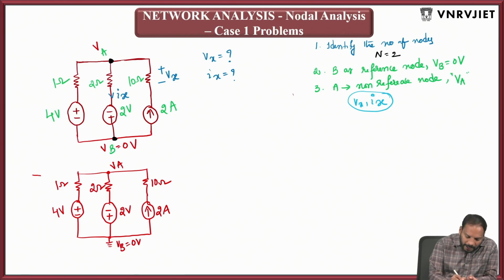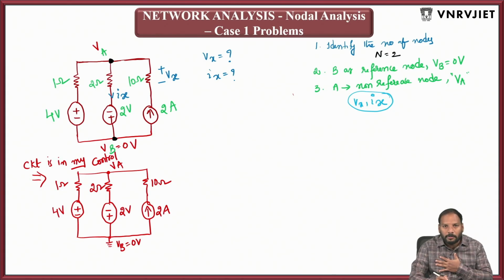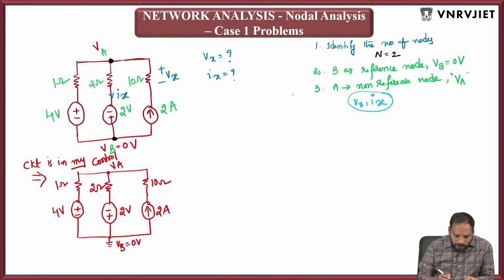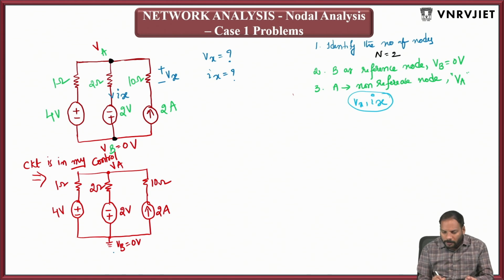So that means why I have drawn this circuit something like this by removing Vx and Ix is, now the circuit is in my control. Because I have erased the unknowns Ix and Vx, right? So now I'll try to go ahead. Now we'll try to apply the procedure on this problem.